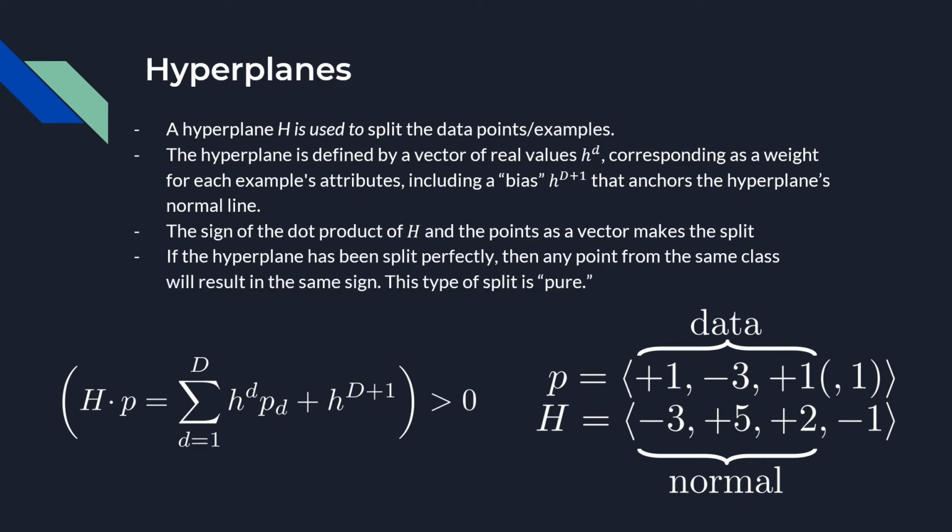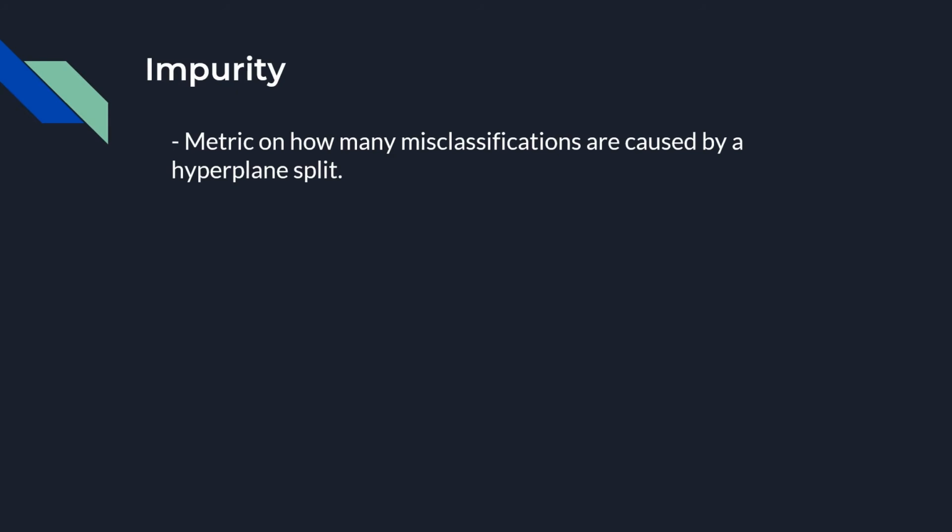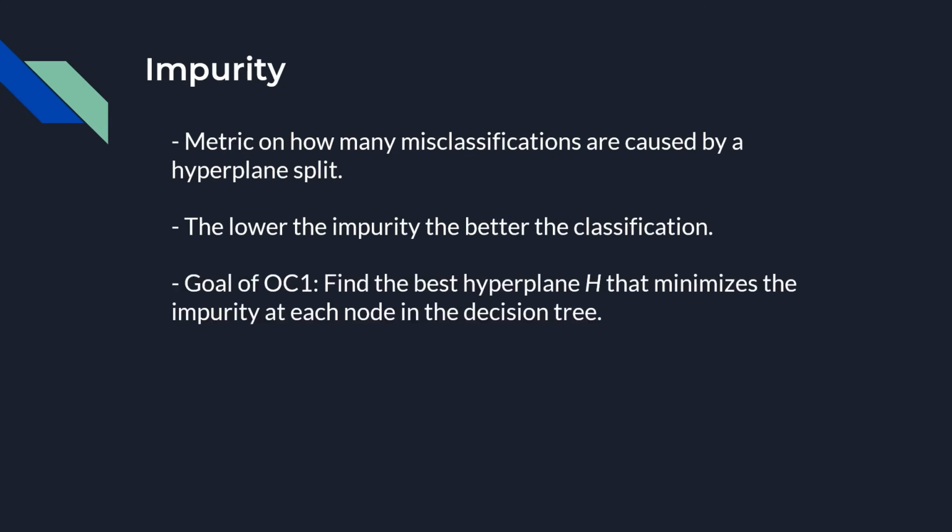A split where all of the points result in a dot product with the same sign is referred to as pure. The impurity measure used in this algorithm is a metric to calculate how many misclassifications are caused by a given split. A lower impurity measurement indicates a better classification. This is important to note because the goal of OC1 is to minimize the impurity at each node of the decision tree. We consider it a greedy algorithm for this reason.